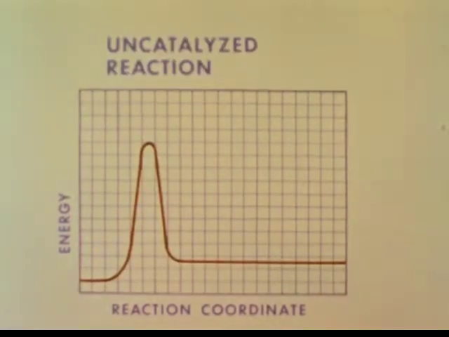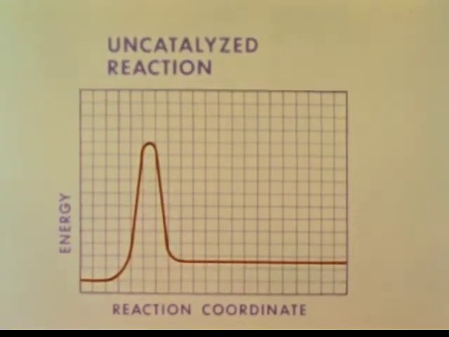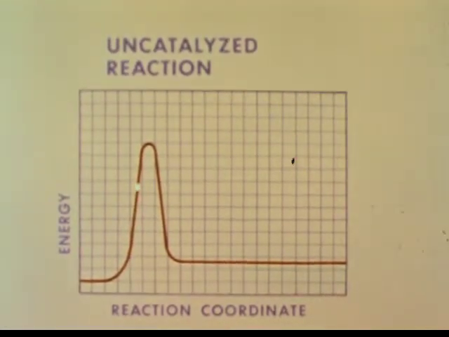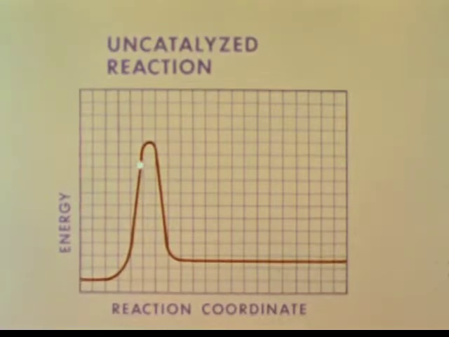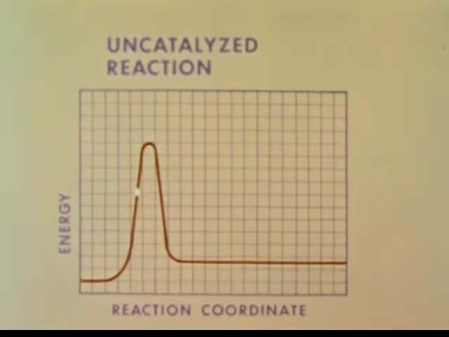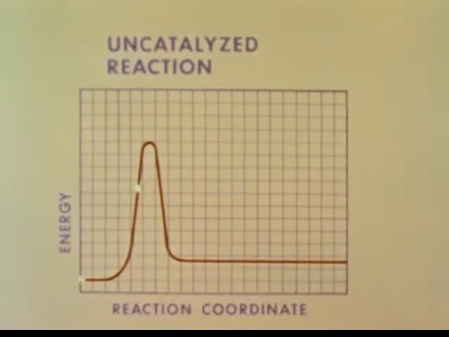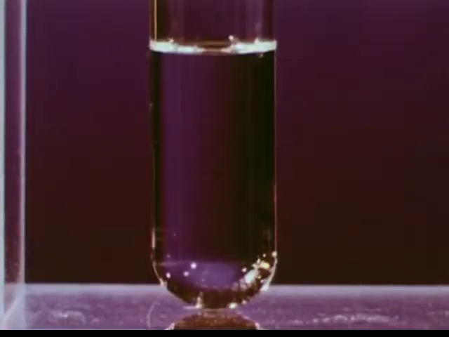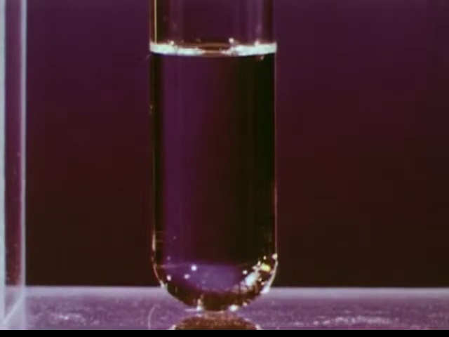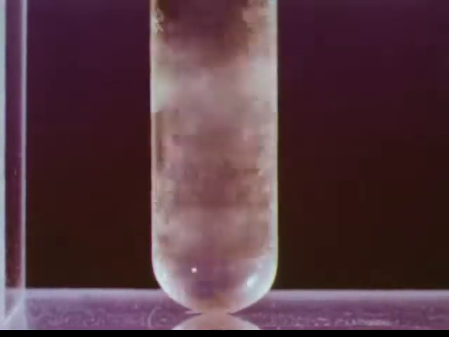The barrier for the uncatalyzed decomposition of formic acid is high. The energy of collision between formic acid molecules is almost never enough to reach the top of the barrier. This is why in liquid formic acid, virtually no decomposition occurs. The high rate of the catalyzed reaction suggests a low activation energy.